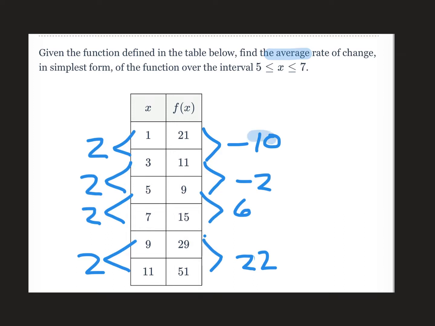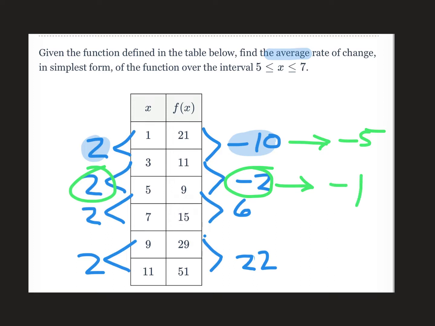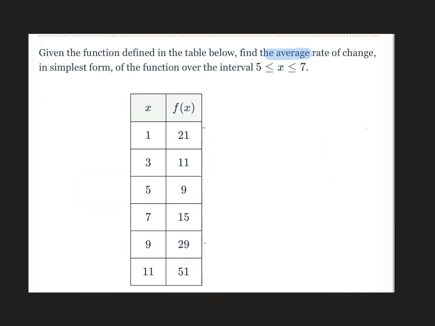So you'll see, for example, that negative 10 over 2 is going to end up being a rate of change of negative 5. But then this negative 2 over 2 is going to simplify to negative 1. So this is not a constant rate of change, because obviously the rate of change in between each data point is not the same. So when that happens, sometimes we do something called an average rate of change, and that's where it just asks you to find the rate of change for a specific part of the table.